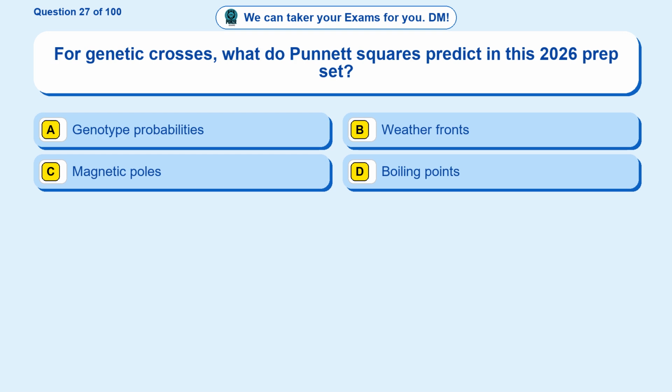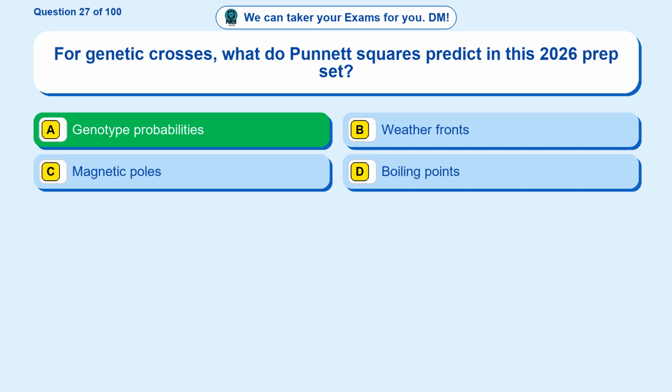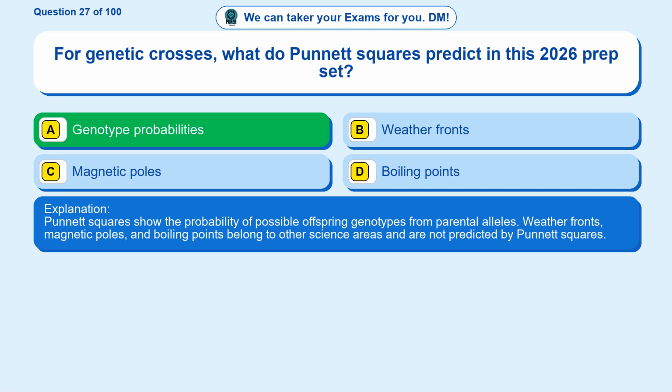Question 27. For genetic crosses, what do Punnett squares predict in this 2026 PrEP set? Option A, genotype probabilities. Option B, weather fronts. Option C, magnetic poles. Option D, boiling points. The correct answer is option A. Genotype probabilities. Punnett squares show the probability of possible offspring genotypes from parental alleles. Weather fronts, magnetic poles, and boiling points belong to other science areas and are not predicted by Punnett squares.